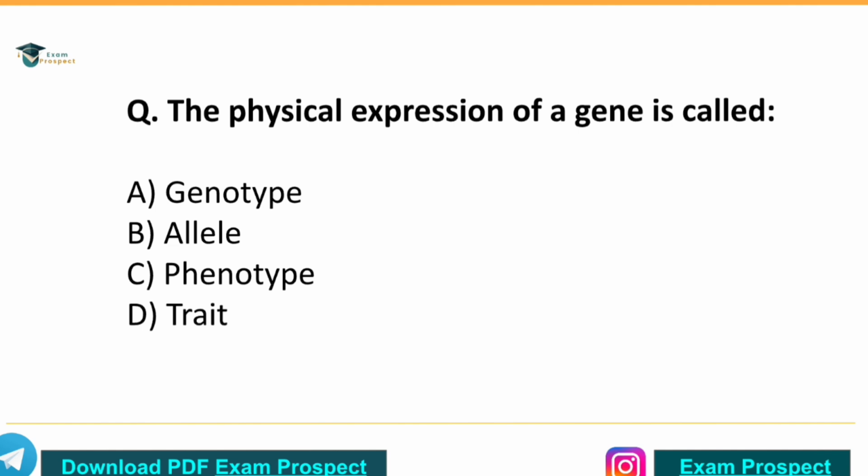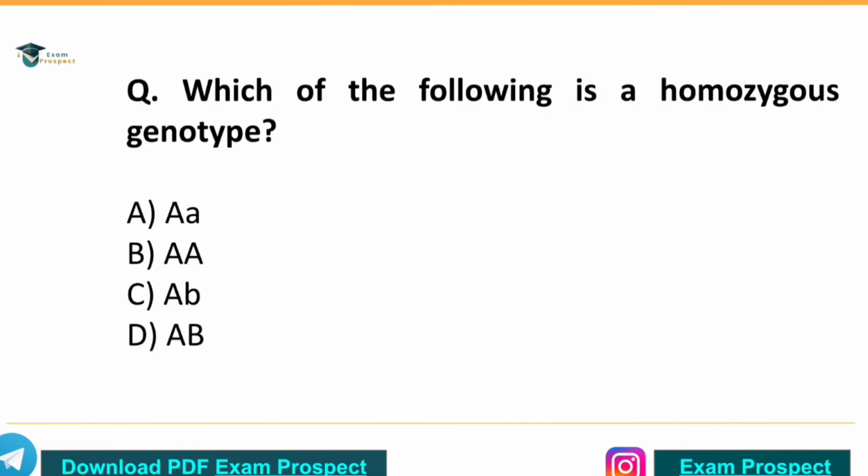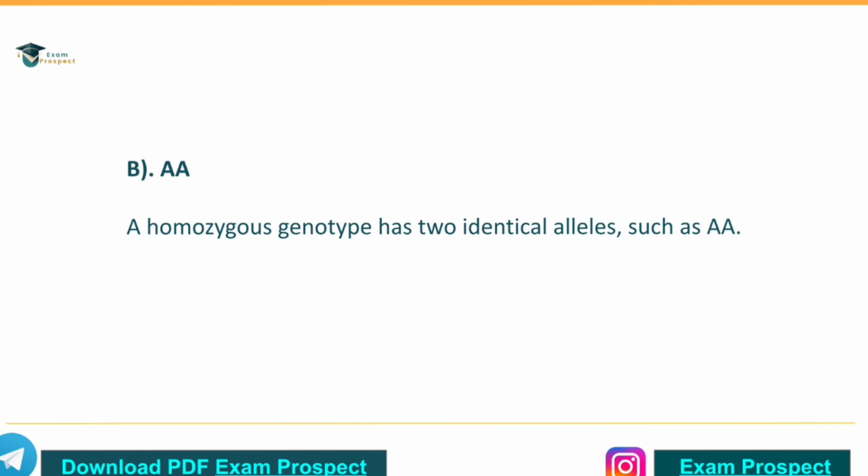Next question. The physical expression of a gene is called? Correct answer is option C, phenotype. Here, phenotype refers to the observable physical characteristics of an organism, which are determined by the interaction of genes and the environment. Example, brown eyes and blue eyes. Next question. Which of the following is a homozygous genotype? Correct answer is option B, both capital letter A and capital letter A.